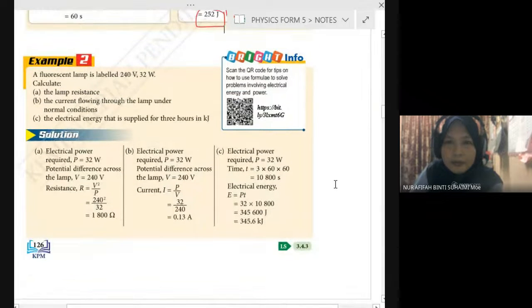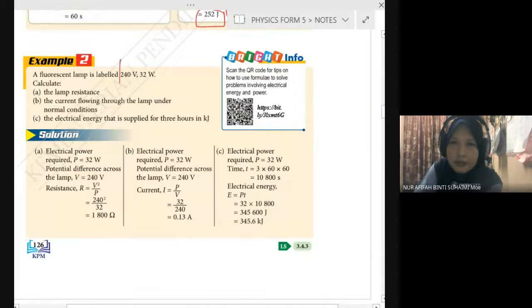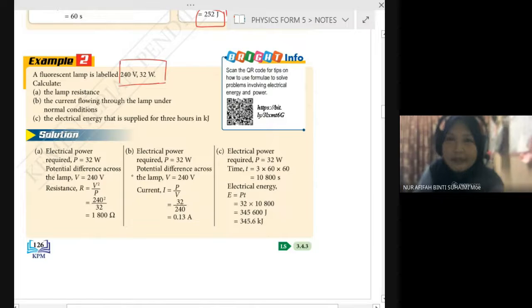Example 2. Ni contohlah dia akan bagi macam ni and then write the definition. What is the definition for 240 volt and 32 watts? So your answer: 32 joule of energy is used in 1 second when 240 volt is supplied. Right. Calculate the lamp resistance. Dekat sini kita ada V and then power. So dia nak resistance pula. The answer wants you to calculate the resistance.